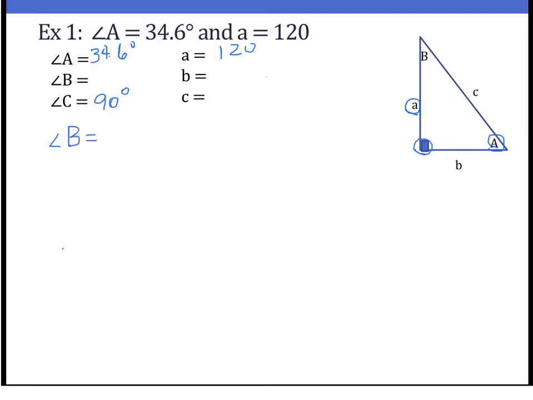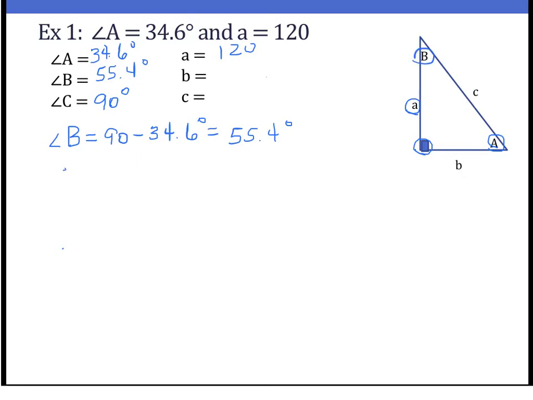Now on a right triangle, the other two angles, not the right angle, add up to be 90. So I just need to solve for angle B by subtracting angle A. And that gives me 55.4 degrees. I'm going to write this up here on my list. And then I'm going to circle that angle to show that I found it.